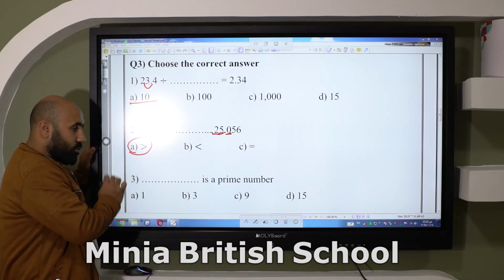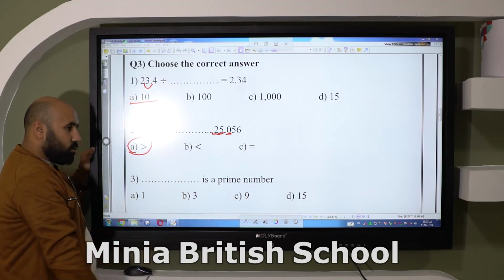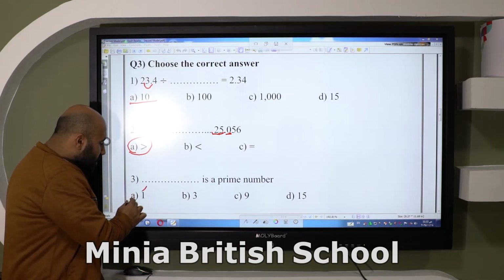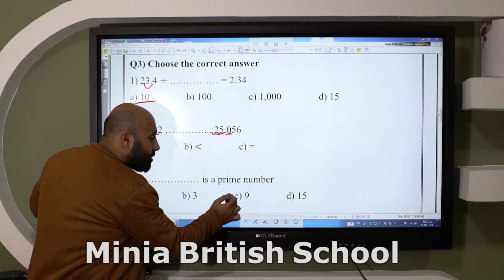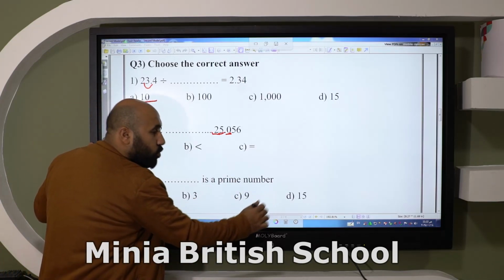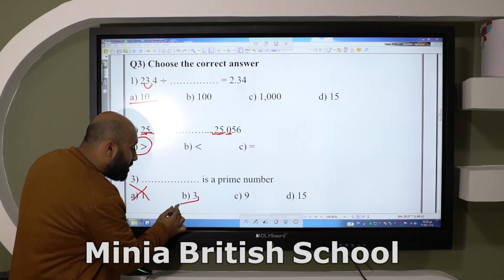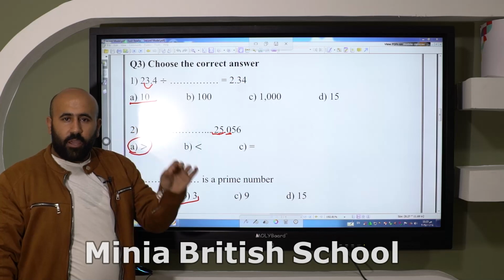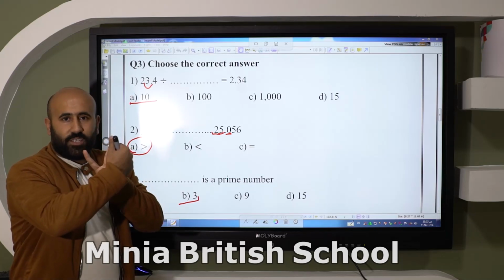The third question, or the third point: what is the prime number between them all? Don't be tricked and choose 1, because 1 is not a prime number. And 9 is not a prime number, it's a composite, because it consists of 3 factors. And also 15 consists of 4 factors. But here I choose 3, because it consists of only 2 factors. This is the definition of a prime number: a number that has only 2 factors, 1 and the number itself. Okay?